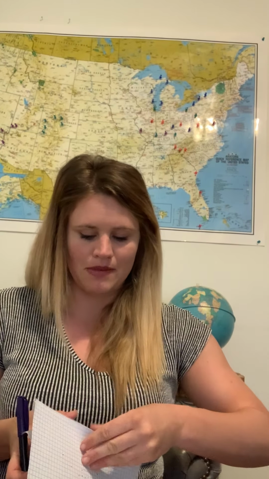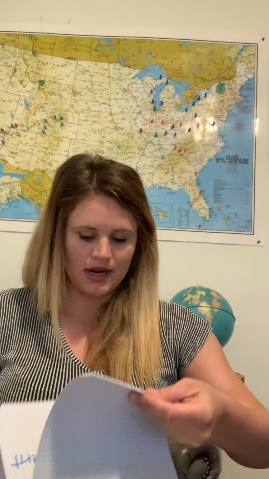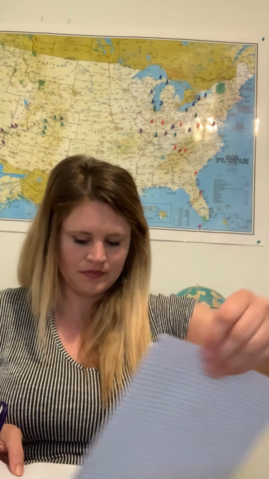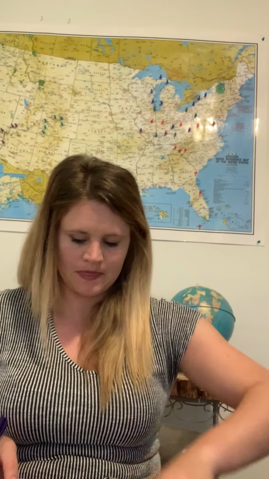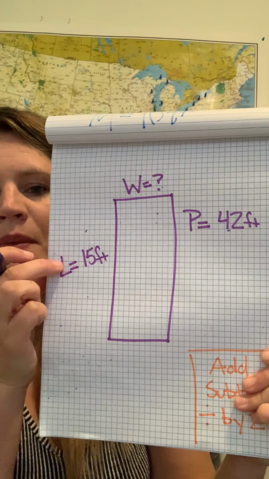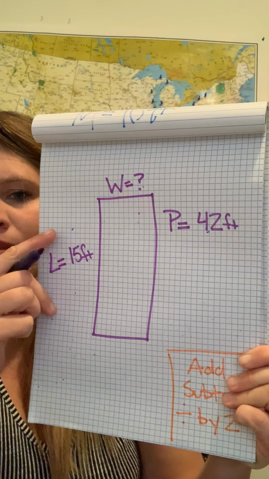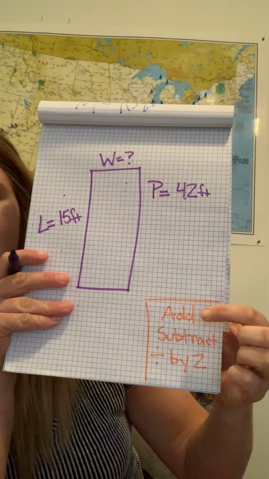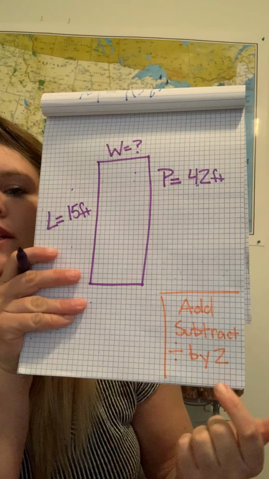I skipped a little bit on my pages, so give me one moment again. Here we go. Okay, here's this one. This time I'm given the length again. I have to find my width, and my perimeter is 42 feet. So over on the side I have add, subtract, divide by 2.